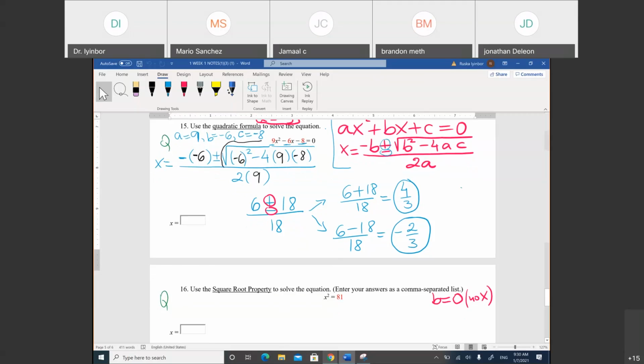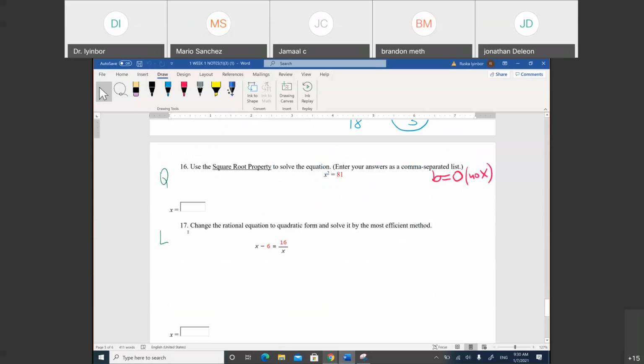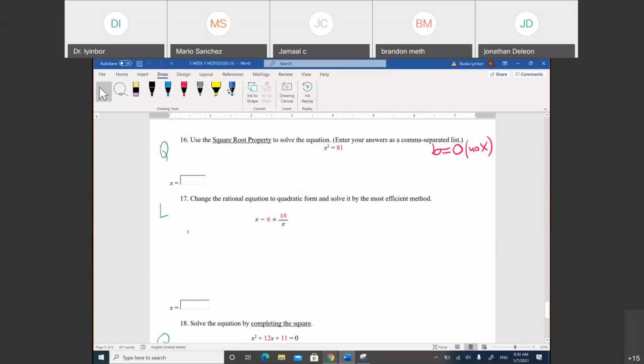Okay, going to number 16, which is the third method. And here we have b is 0, so there's no x in this equation, and we're going to use square root property. So square root tells you what you're going to do. You're going to do square root in both sides. So the equation is x squared equals 81, so I'm going to take square root in both sides, and I'm going to get my answer.